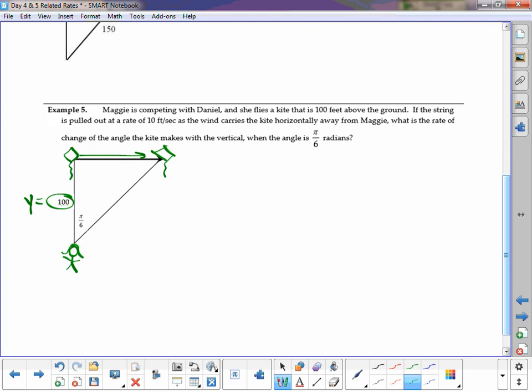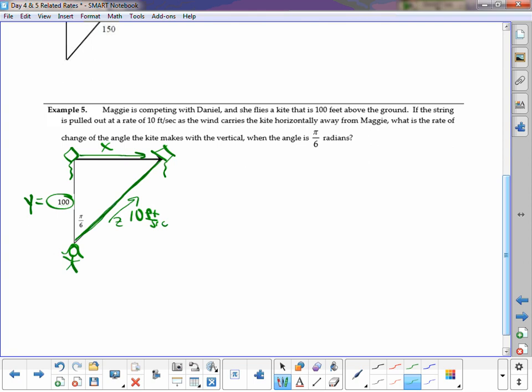And it says the string is being pulled out at a rate of 10 feet per second. So this represents my string connected to the kite at any point in time. And so this rate is increasing at 10 feet per second. I'm going to go ahead and call this x. That's a horizontal distance. Call this z for that.